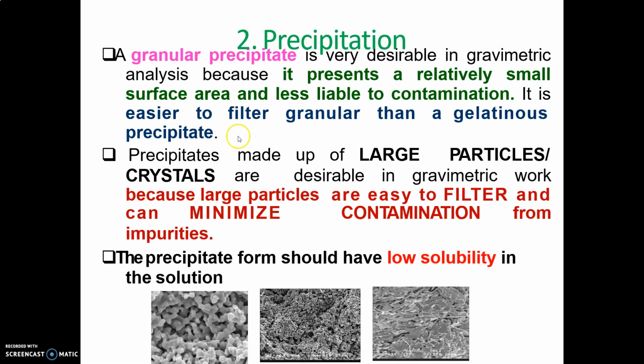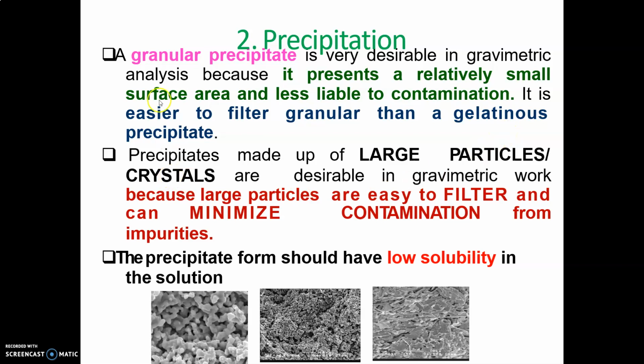Okay, so we have several types of precipitate. First is granular precipitate, which is very desirable in gravimetric analysis. So our focus is to make our precipitate become granular precipitate, because it presents a relatively small surface area and is less liable to contamination. So if you have a small surface area, the contamination that occurs around the surface will be less, and it is also easier to be filtered than gelatinous precipitate.